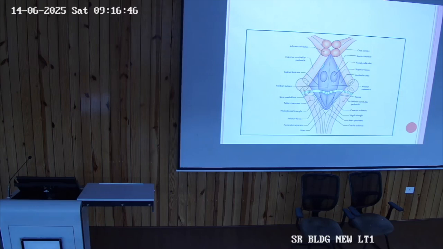The floor is formed by the dorsal surface of the pons and the medulla. So that means the nuclei which are situated in the pons and in the upper part of the medulla, and of course this pontomedullary junction, will be forming the floor of the fourth ventricle.